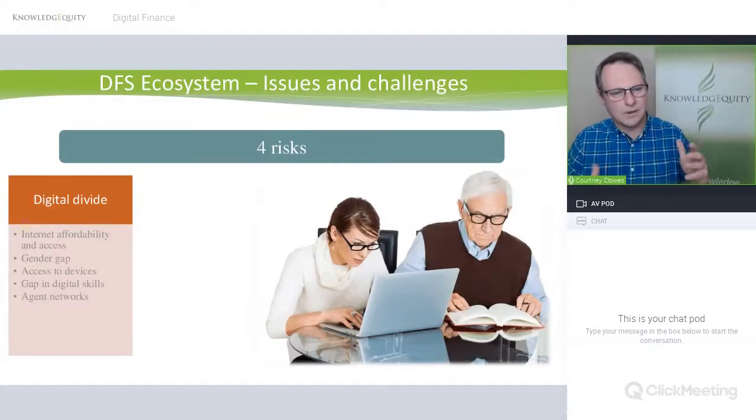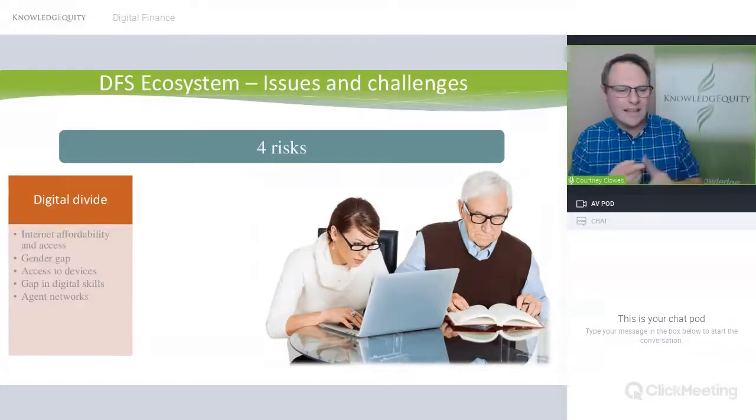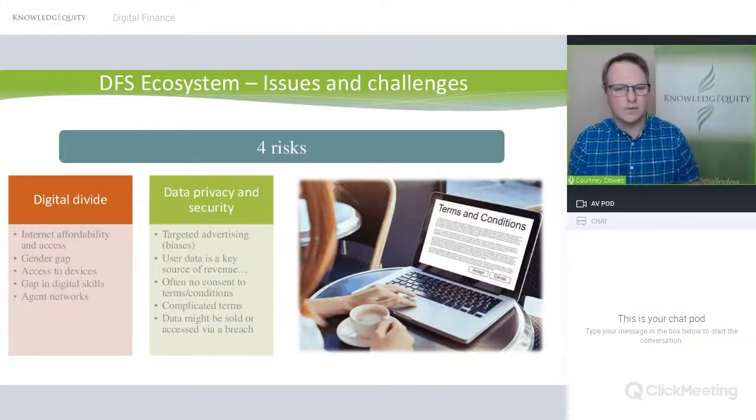Firstly, and this comes back to that financial inclusion, the digital divide. If you can't get on the internet, you don't have that phone or that device or that mobile, you don't have the knowledge or the ability, then you are going to have problems. People are going to be excluded from this system.